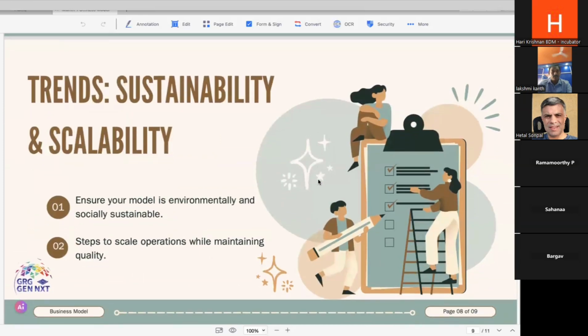Next is trends, which is sustainability and scalability. Ensure your model is environmentally and socially sustainable. Nowadays, you've been hearing a lot about climate friendly, socially sustainable. Now, these are slang words. These are cool words to have for certain businesses, but for certain businesses, it's mandatory, right?